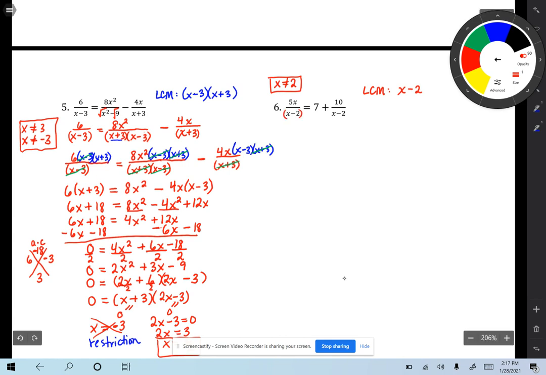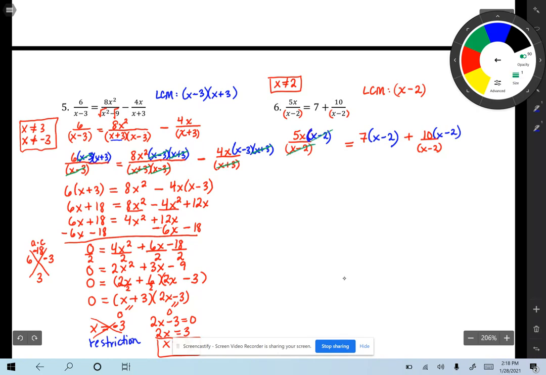So we are going to multiply every term by x minus 2. I'm going to do that just for simplicity's sake. So I'm going to multiply the 5x over x minus 2 by x minus 2. Equals, I'm going to multiply the 7 times the x minus 2, plus the 10 over x minus 2. And I'm going to multiply that 10 by x minus 2. Okay, now the fun part of canceling.